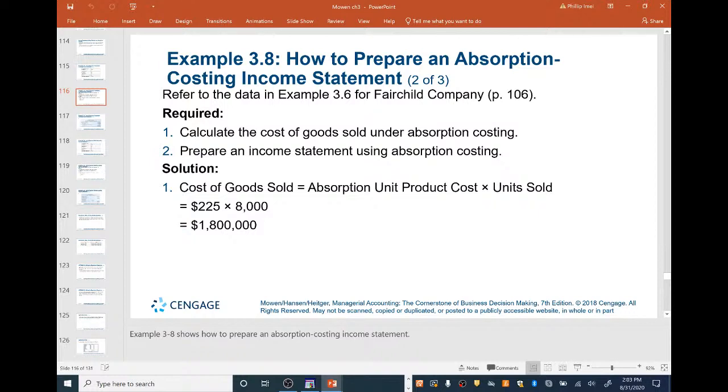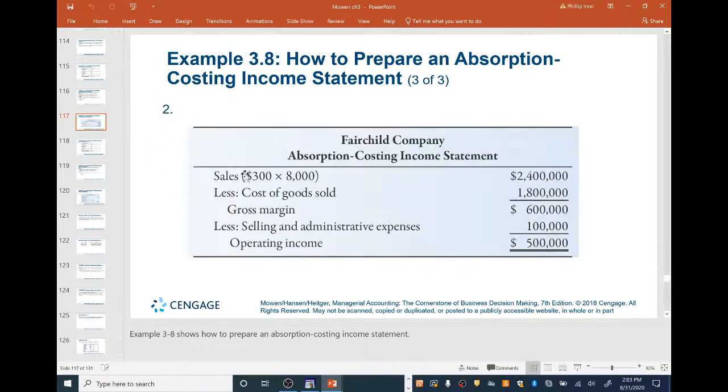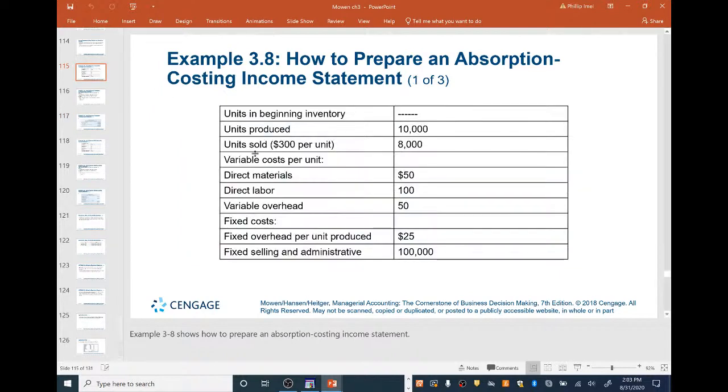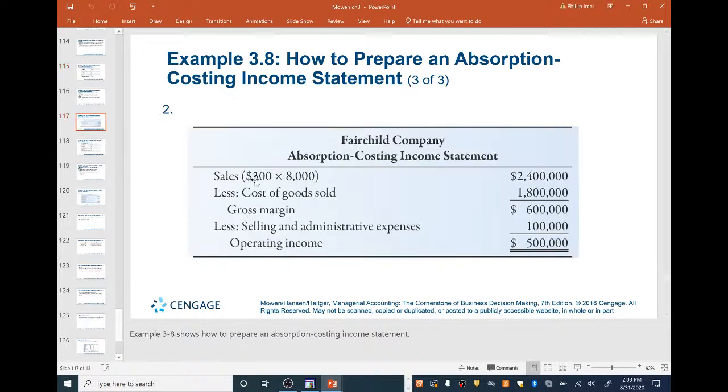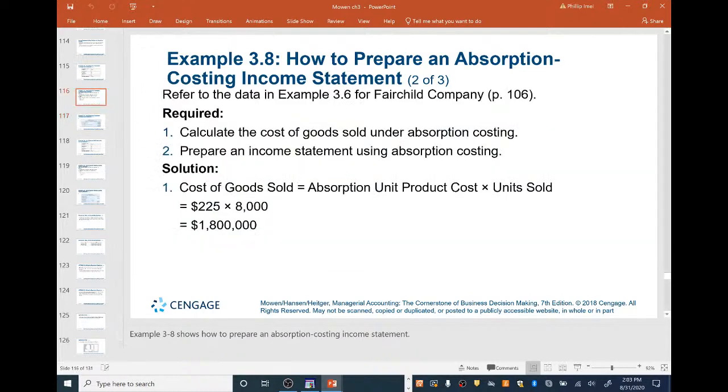Then it wants us to prepare an income statement using absorption costing. So for the absorption costing income statement, the sales: we sold 8,000 units at 300 each, right? Remember, that was given up here. Units sold, 300 per unit. We sold 8,000. There's our sales. Less the cost of goods sold of 1.8. We found that here, 1.8.